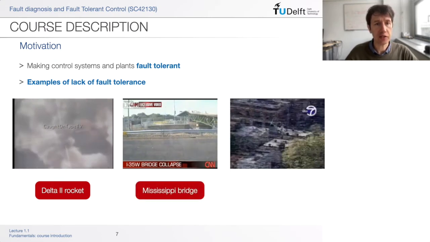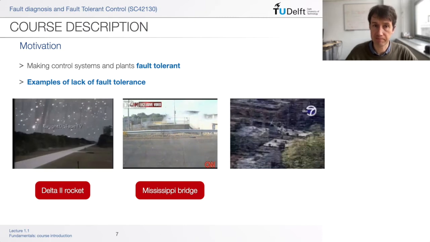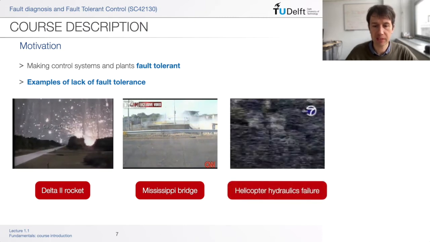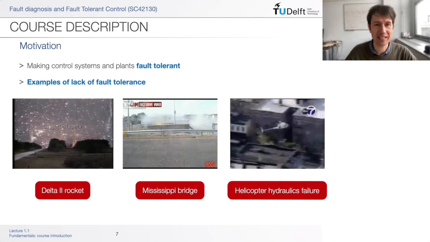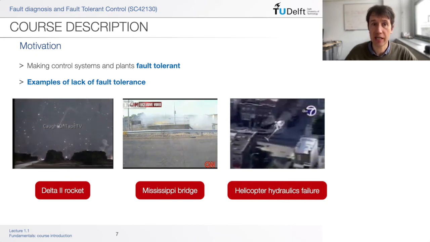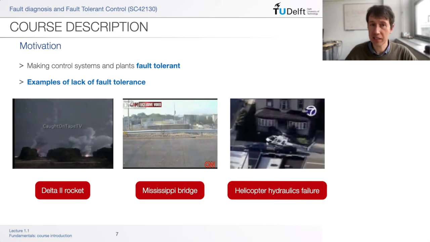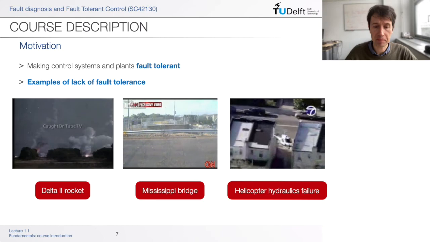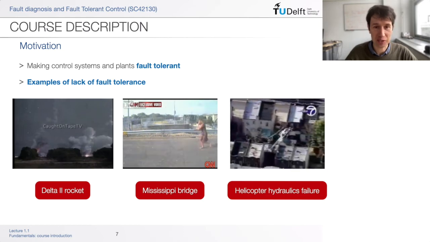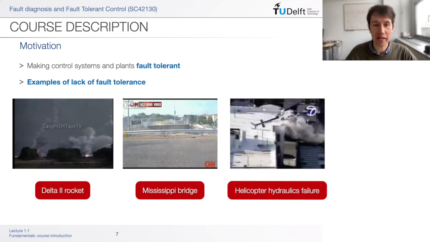But catastrophic consequences can also happen with structural systems like a bridge or a building if you don't monitor them. Or, this is an example of another aerospace system, a helicopter having a hydraulic failure affecting the tail rotor. And as you can see, they are not having an easy time. They're trying to do an emergency landing, which is going to be somehow successful.